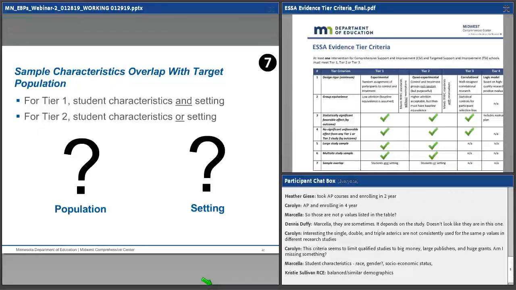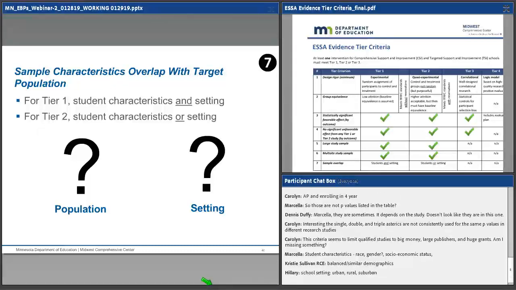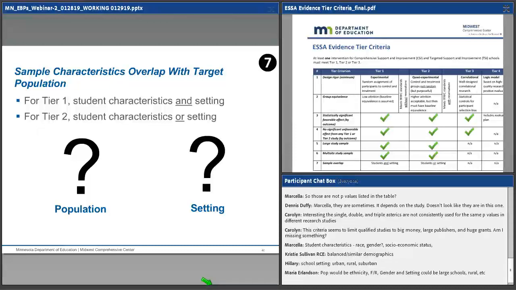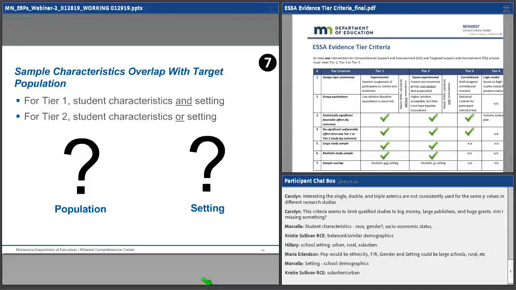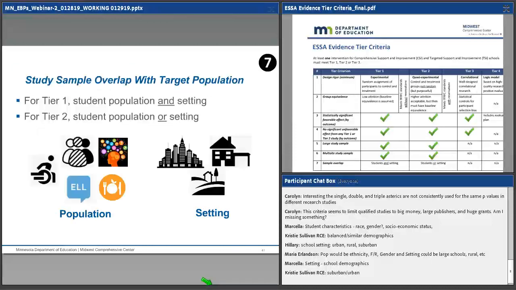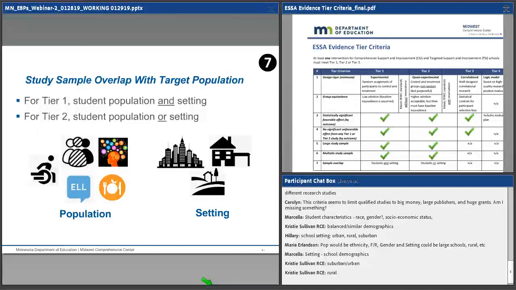Yeah, seeing some answers coming in here. Student characteristics around race, gender, socioeconomic status, exactly. Balance similar demographics. And for setting, we're talking about urban, rural, suburban setting. Exactly. Ethnicity, gender, school demographics, suburban, urban, exactly, you got it. So the point here is that to meet Tier 1, in order to meet Criterion 7, there has to be overlap between these different population characteristics in the setting.